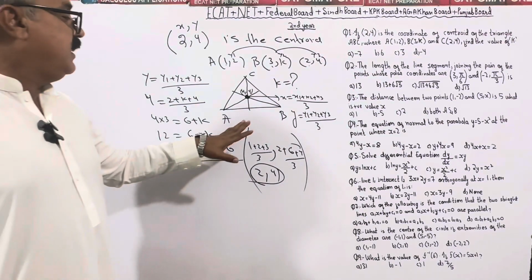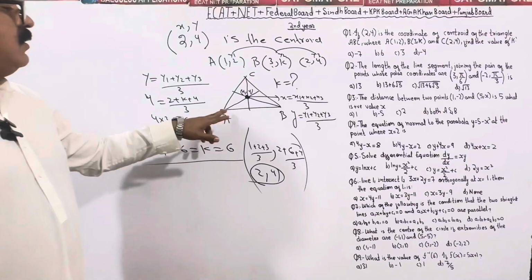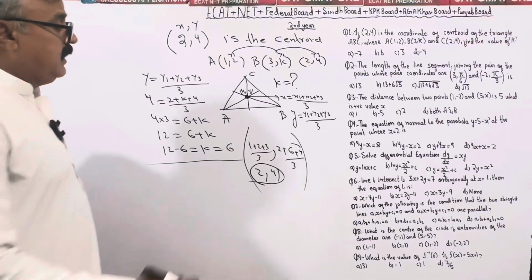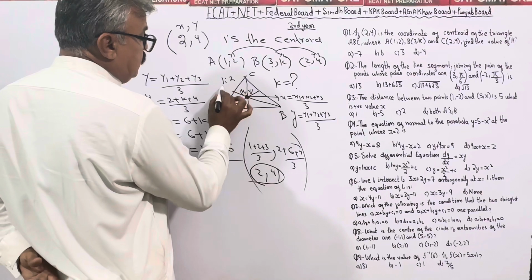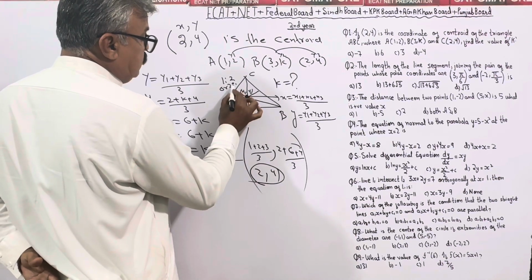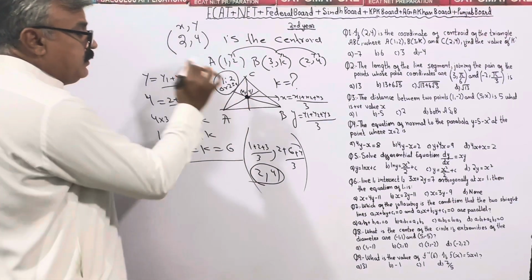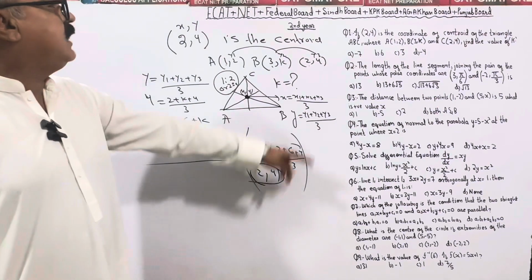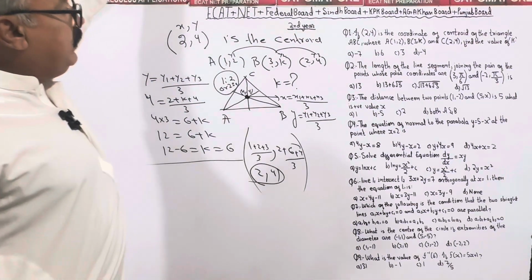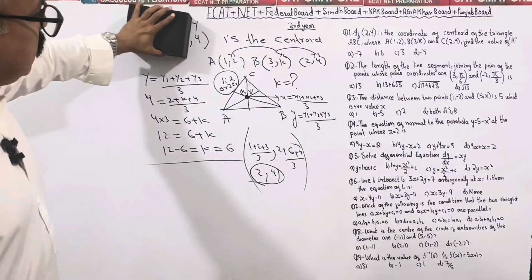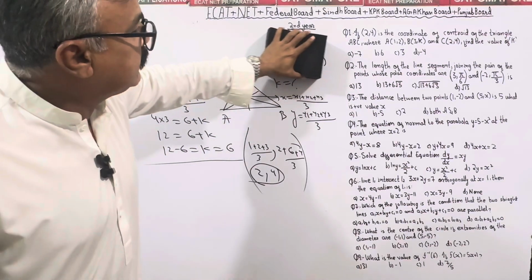The centroid of the triangle is the point of intersection of all three medians of the triangle, and the medians cut each other in the ratio 2 to 1. To determine the centroid, the formula is x1 plus x2 plus x3 over 3. Moving to the next question.